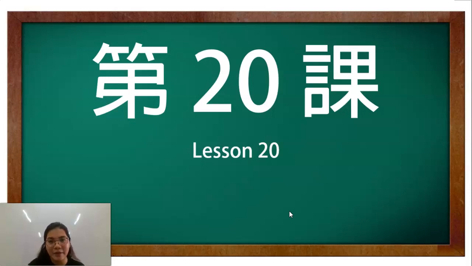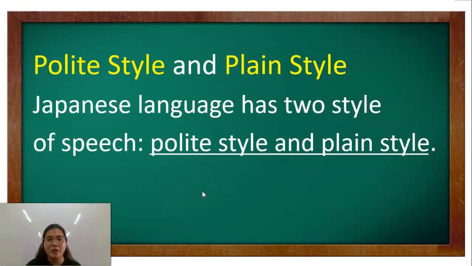For today's lesson, pag-aaralan natin ang lesson 20 ng ating grammar discussion. Are you ready? Dewa hajimemashou. Okay, so in this lesson, we are going to learn the polite style and plain style in the Japanese language. So these are the two styles in speech.